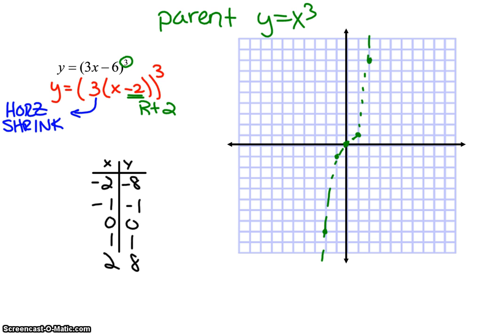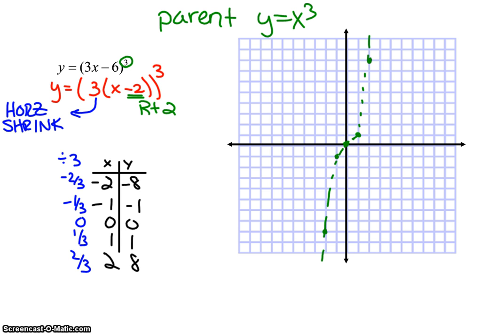So I'm going to start out with the horizontal shrink. Now again, remember, we're doing the opposite. I'm going to divide by 3. So I'm going to take negative 2 divided by 3, negative 1 divided by 3, 0 divided by 3, 1 divided by 3, 2 divided by 3.